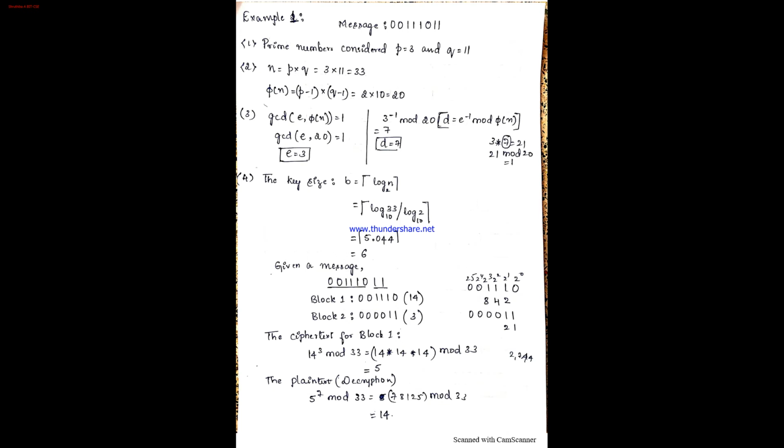Once you have understood the RSA operations, we have one more block, that is block 2. Block 2 is 3. 3 raised to 3 mod 33, you will get 27. 27 raised to 7 mod 33, you will get 3. You can just perform these mod operations in your calculator and directly get the answer.